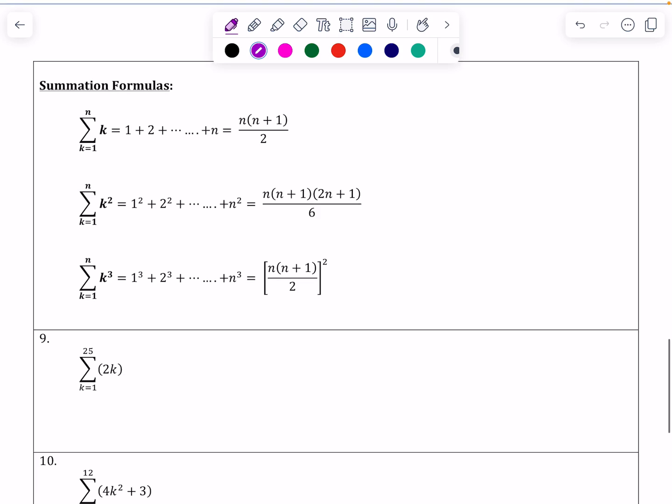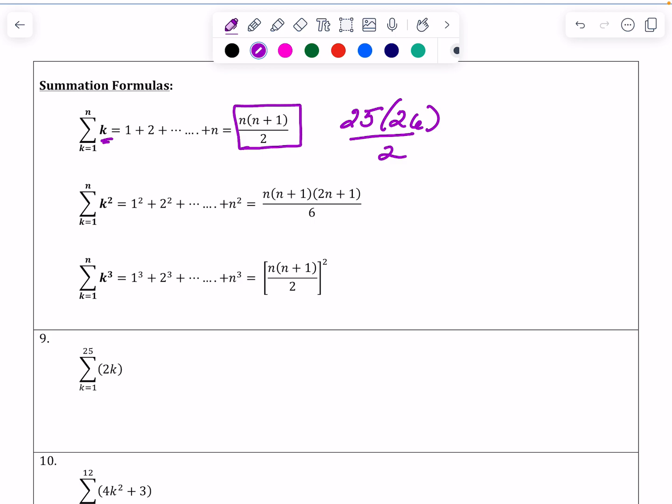If you have k to the first power, and you wanted to sum from 1 to 25, you'd have to add up 1 plus 2 plus 3 plus 4 plus 5, all the way up to 25. That can get tedious, especially if you have 100 or 1,000 or 1,000,000. But they noticed that this formula holds true. For example, if I was summing from 1 to 25, I would do 25 times 25 plus 1, which is 26, divided by 2. And you would get what your sum is.